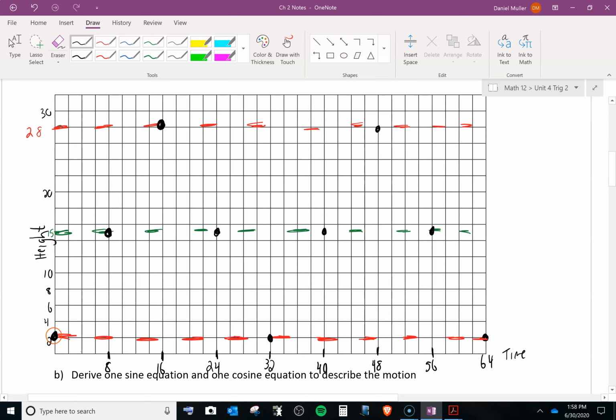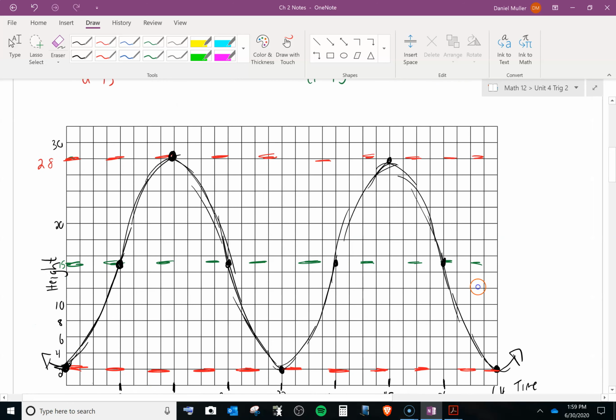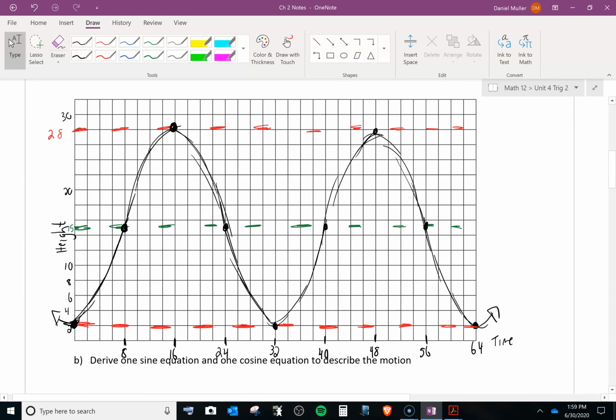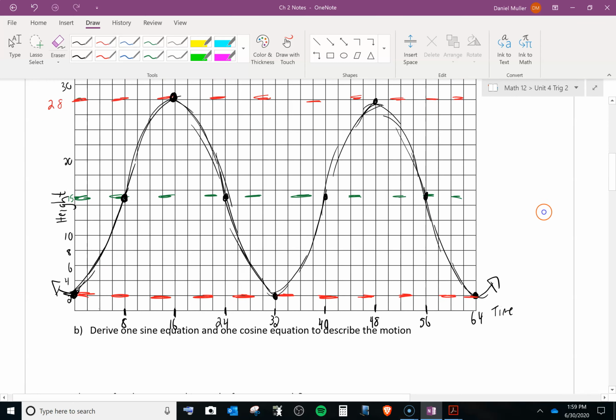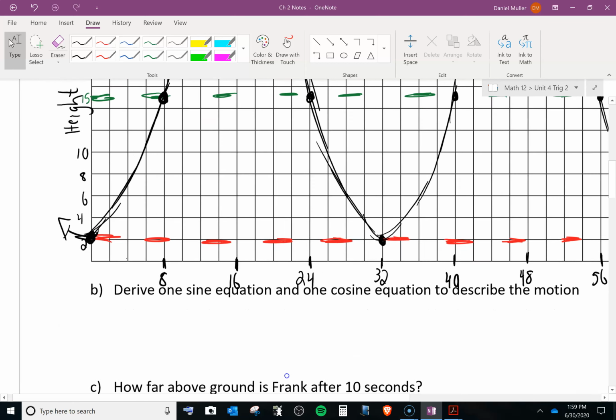So this is what this thing looks like. And I try to draw as many curves here as I can, because we are going to be estimating some things. And this would go like that if you can go back in time, which you can't do. So that is drawing at least 1 period. I've drawn 2 cycles, 2 periods. And it says derive a sine and cosine equation.